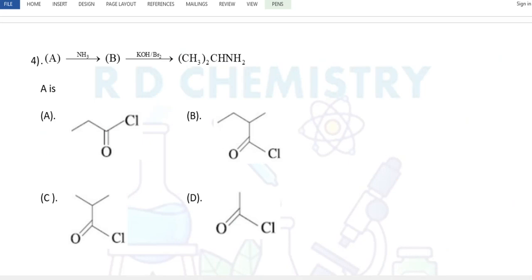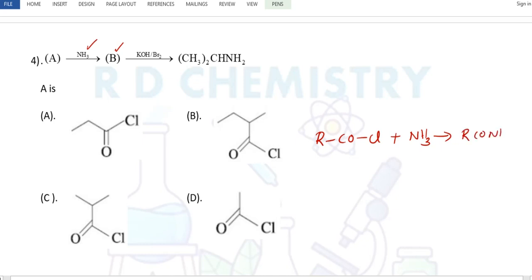Question number 4. What is compound A in the given reaction? See, A reacts with ammonia. Now, in A, we have got acid chlorides, COCl everywhere, acid chloride. And acid chloride can react with ammonia to give amides. For example, RCOCl can react with ammonia NH3 and it gives RCONH2, the amide, plus HCl as the side product. Okay. Now this is amide B.